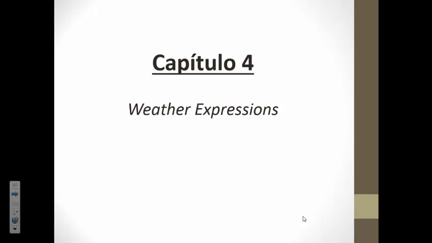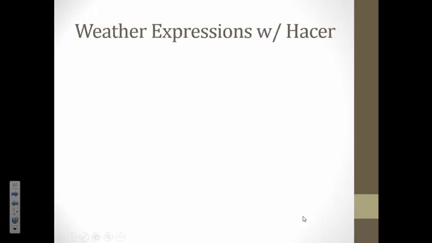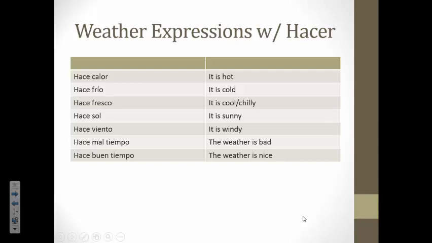Okay, so today's topic is first going to start with the weather and how to say some common weather expressions. You have here in front of you a list of weather expressions used with hacer. You saw many of these expressions in Spanish 1 and reviewed them throughout Spanish 2 and 3. Okay, on your note guide you have section A with this same chart. Let's fill in the English side of that chart.